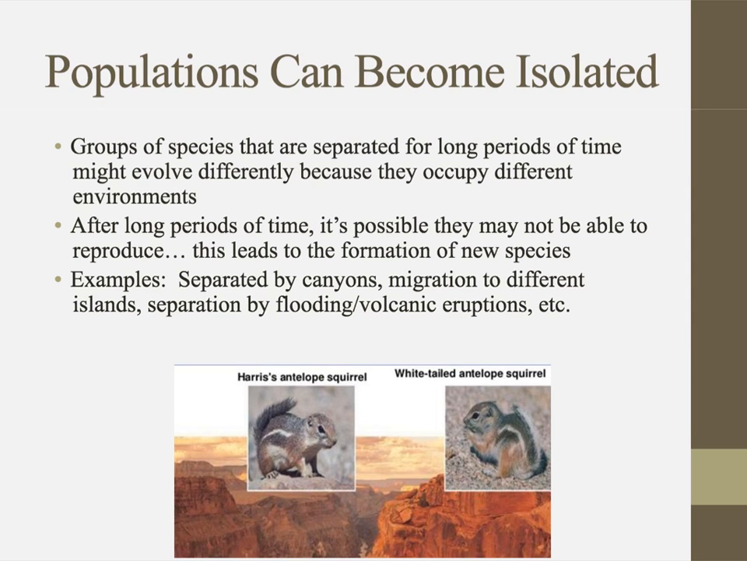So, how did all of these species come to be different? Why do we have such a great degree of biodiversity? Well, a couple things have to happen.